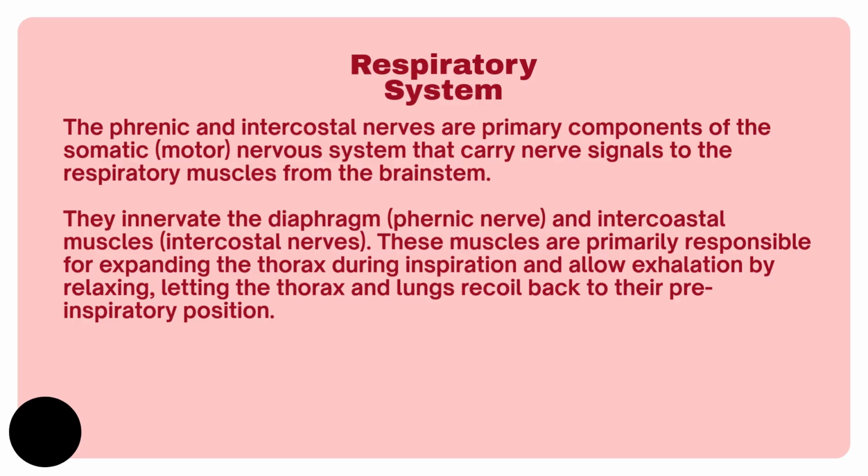Respiratory system. The phrenic and intercostal nerves are primarily components of the somatic motor nervous system that carries nerve signals to the respiratory muscles from the brainstem. They innervate the diaphragm, which is activated by a signal of the phrenic nerve, and the intercostal muscles, which are activated by the intercostal nerves. These muscles are primarily responsible for expanding the thorax during inspiration and allowing exhalation by relaxing, letting the thorax and the lungs recoil back to their pre-inspiratory position.